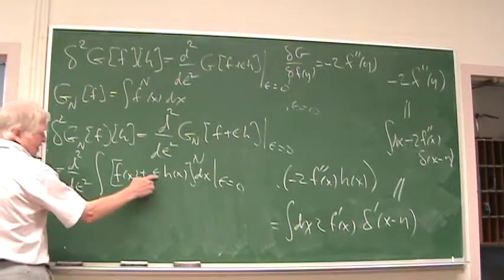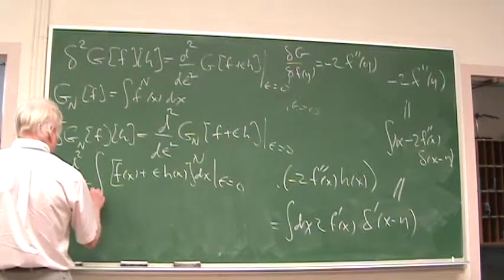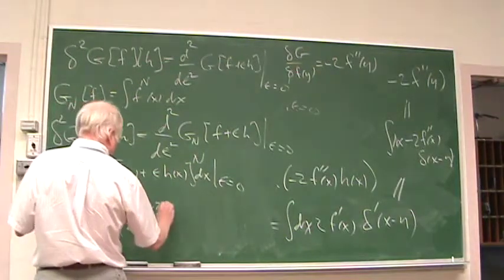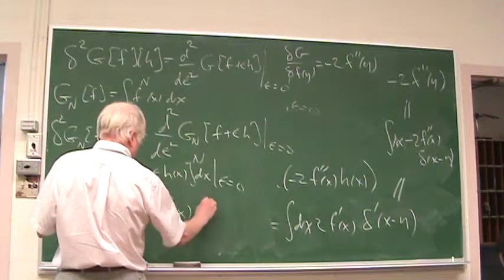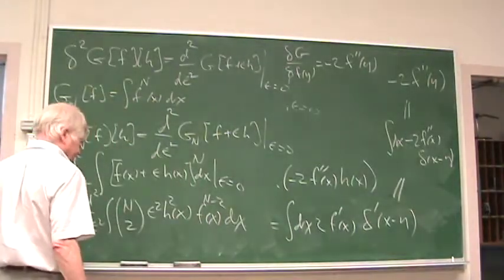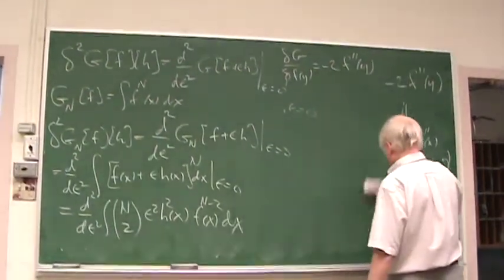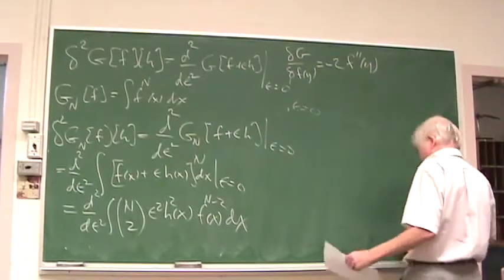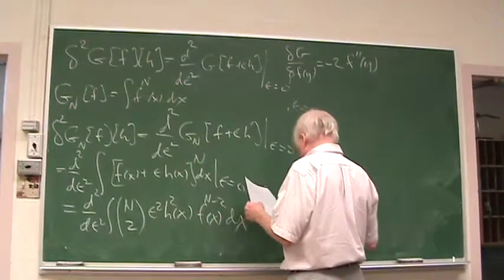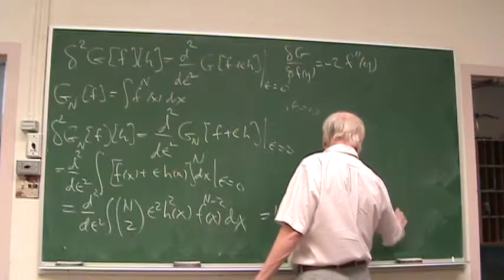Well, obviously we want to focus on the epsilon squared term, and so this is d2 d epsilon squared of the integral of the binomial coefficient n over 2 times epsilon squared h squared of x times f to the n minus 2 of x dx. And I don't really need to say epsilon equals 0 anymore. And so what do we get? The answer is n minus 1 times the integral of f to the n minus 2 of x, h of x dx.